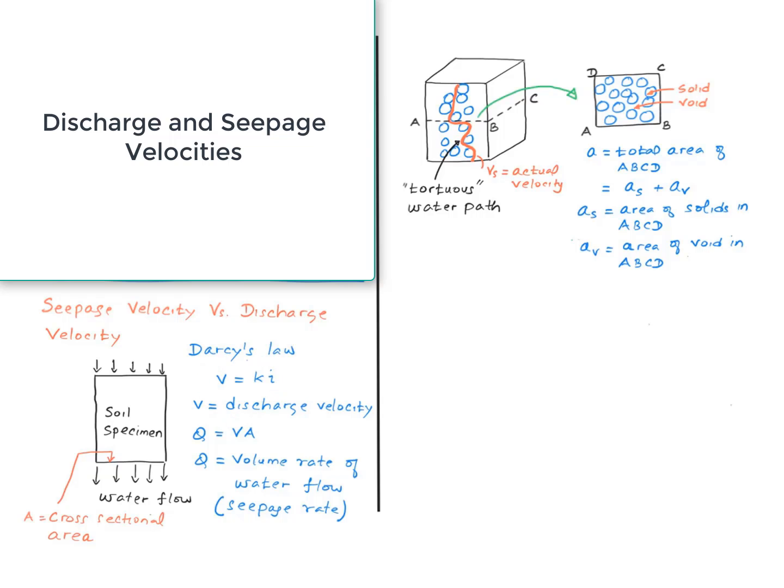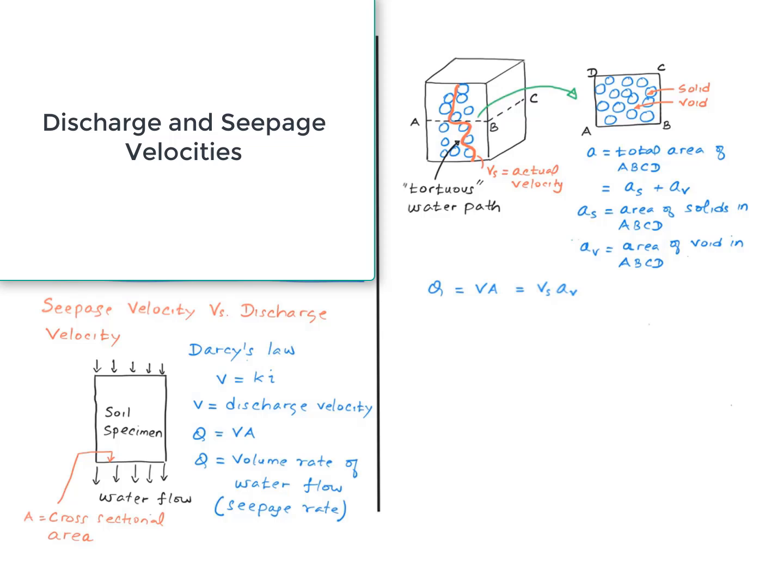To derive a relationship between the discharge velocity and the seepage velocity, let's consider a cross-section ABCD. Okay, and this total area is covered with solids and void. Let's say the total area is A, of which A sub S is the area of the solid particles and A sub V is the area of the void.